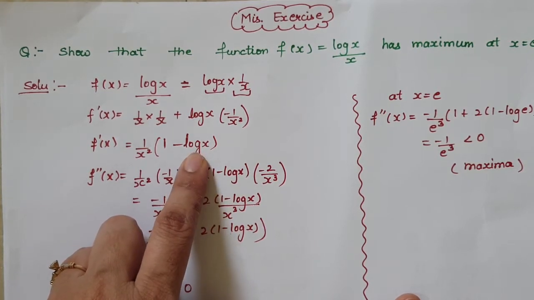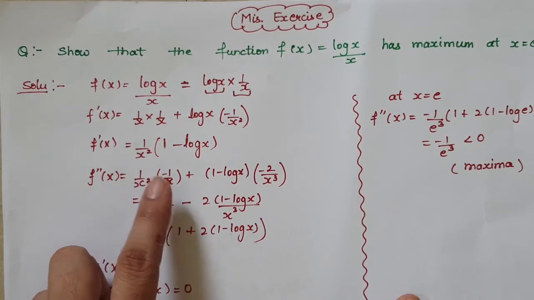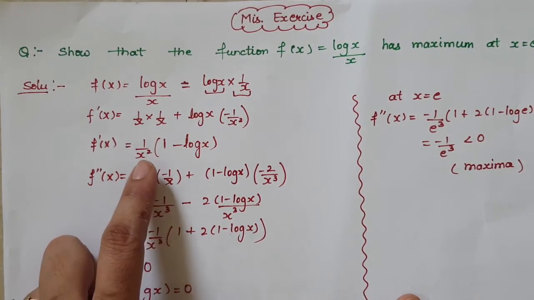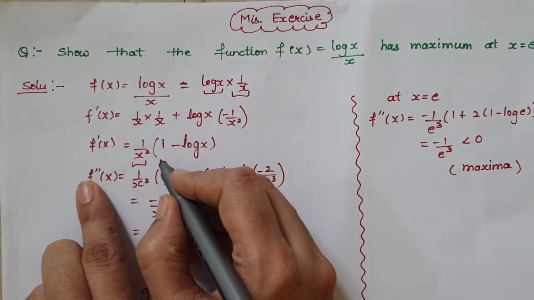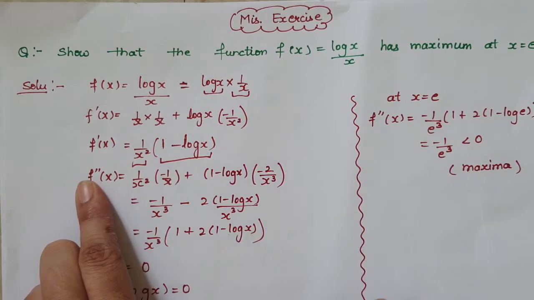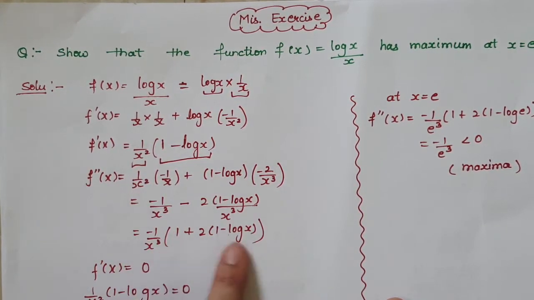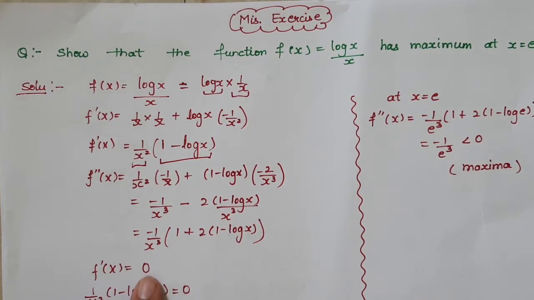Now since it is a second derivative test, we will differentiate this again, applying the product rule on 1 by x square and 1 minus log x. Apply it here, and if you simplify, this is what you are getting. You can simplify it further also. Also, the third step will be to put the first derivative as 0.